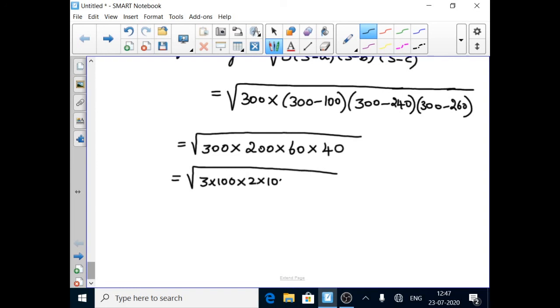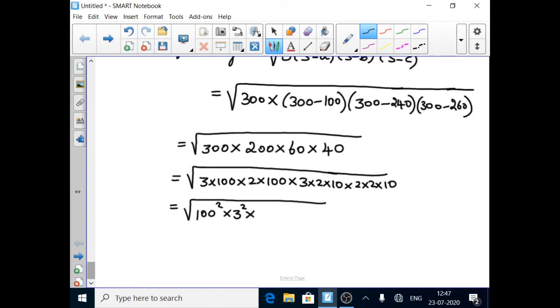So 200 is 2 into 100. Then 60 means 3 into 2 into 10. Okay. Then 40 means 2 into 2 into 10. So you can take each two terms outside. Here we have 100 two times, so 100 square into 3, also we have 3, then 2 we have 4 terms, so 2 power 4. Then 10 we have 2 terms, so 10 square.